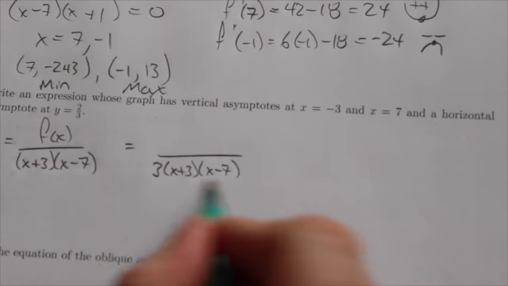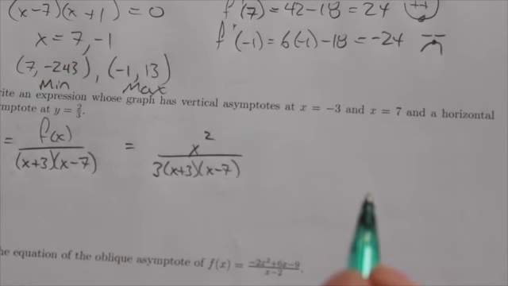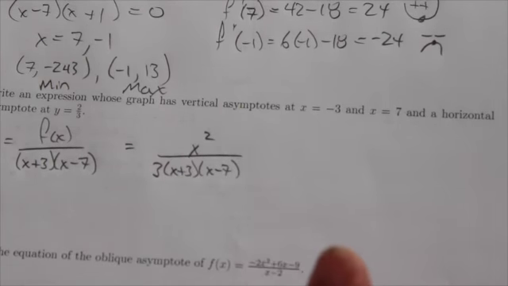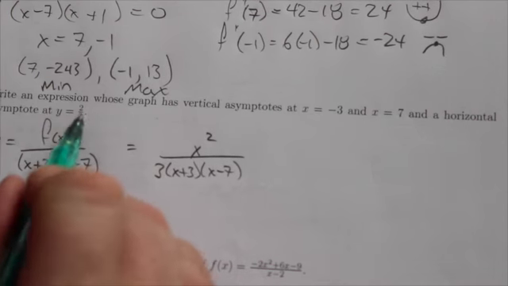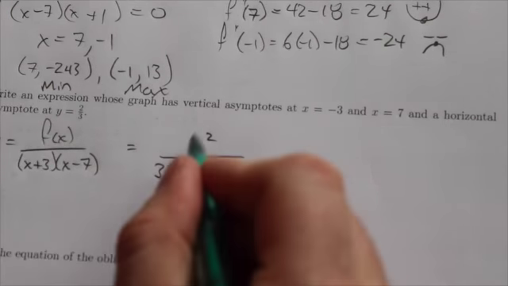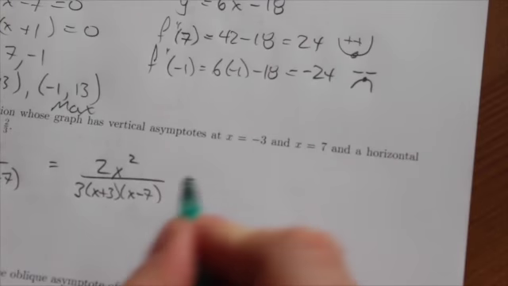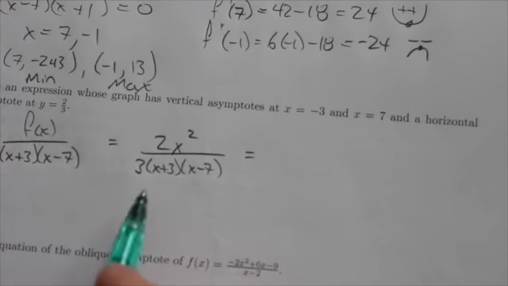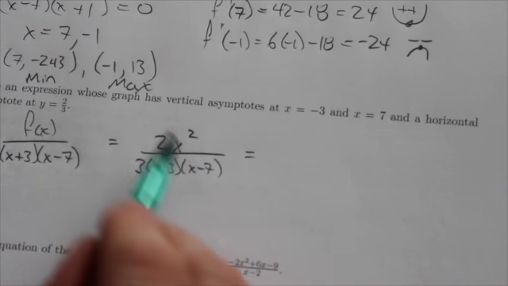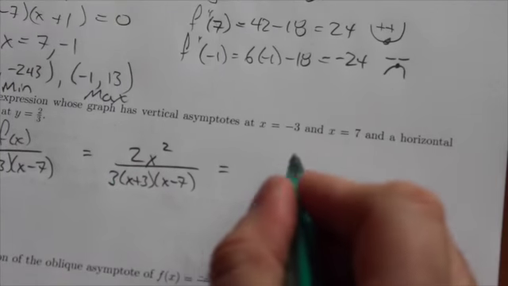I know that the degree in the denominator is 2, so I'm going to put the most basic quadratic in the numerator, but I need its leading coefficient to be 2 to match up here. So now this expression right here is going to have two vertical asymptotes, one at negative 3, one at 7, and it's going to have a horizontal asymptote at 2/3.